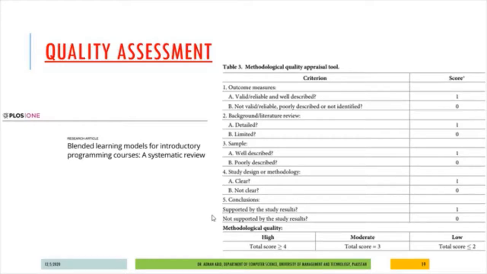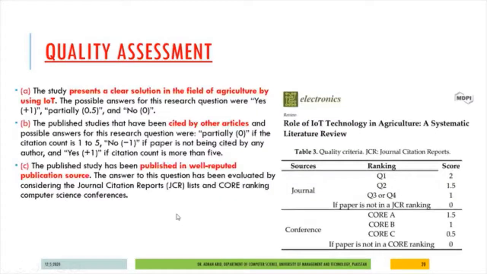So we include it, otherwise we exclude it. Based on this, we have five different criteria, and it sums up to five, one score for each. If an article has a score greater than or equal to 4, we call it a high quality article. If the score is 3, we call it moderate. Otherwise, with a score of 2 or lower, we call it a low scoring article. This is how we tend to rate.